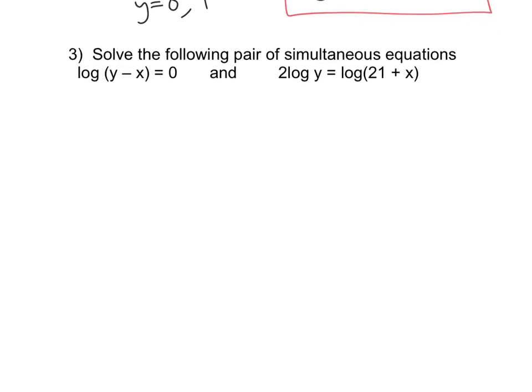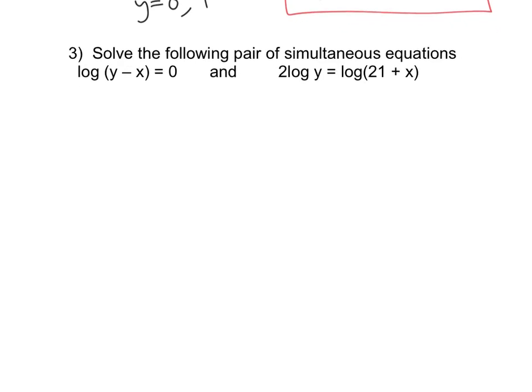And number 3, solve the following pair of simultaneous equations. Now, here there's no base, but we can choose any base, doesn't matter. That's why they've not written it down, so 10. And if we write that in index form, that would be saying that y minus x, what's being logged, is equal to 10 to the power of 0. Or 5 to the power of 0, e to the power of 0, pi to the power of 0, anything. That's going to equal 1.